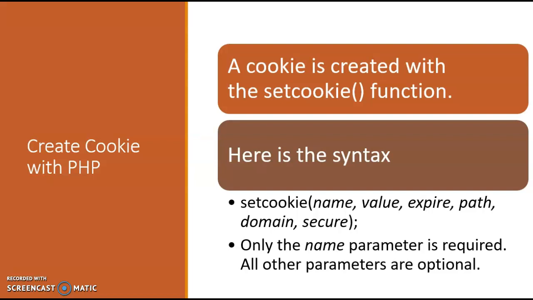Path, this specifies the directories for which the cookie is valid. Domain, this can be used to specify the domain name in very large domains. And lastly, secure allows us to set 1 to specify a cookie should only be sent by secure transmission using HTTPS. Otherwise set 0, which means a cookie can be sent by regular HTTP, and of course, HTTP is not secure. Only the name parameter is required. All other parameters are optional.